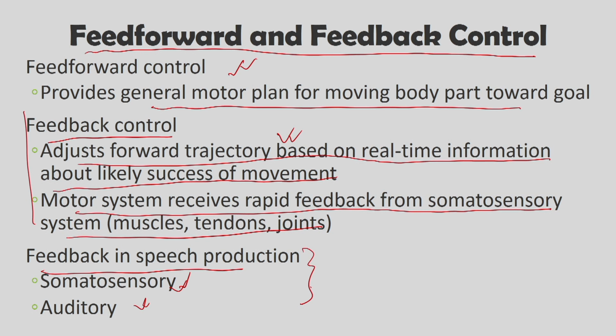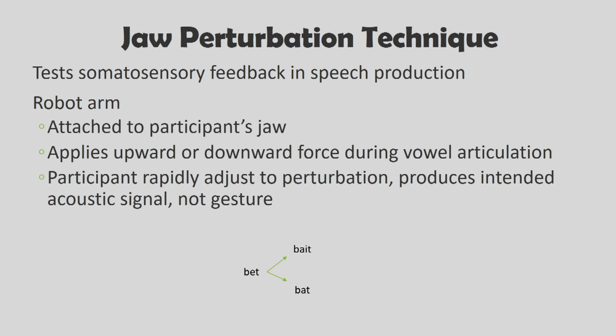Now, in speech production, the somatosensory system provides continuous feedback on articulator movement. So, basically the somatic system keeps giving you real time feedback of how the articulation is being done on those parts of the body which produce speech, for example, the tongue, the jaw, the lip and the vocal fold. Auditory feedback is also important, but it is a delayed system. The somatosensory system is a real time system. It tells you how your jaw or tongue is moving for producing speech. The auditory system is a late system. For studying the somatosensory feedback system, we use something called the jaw perturbation technique.